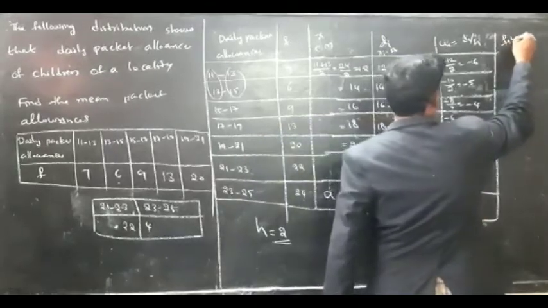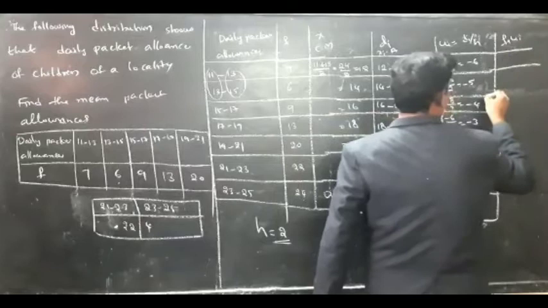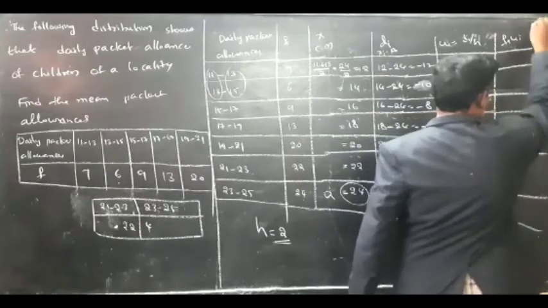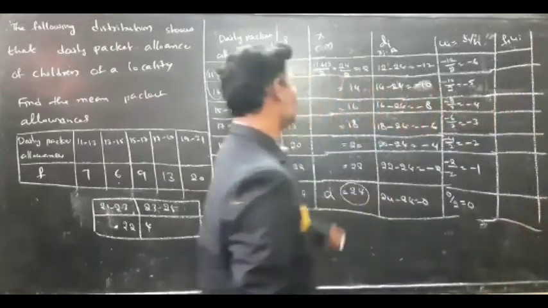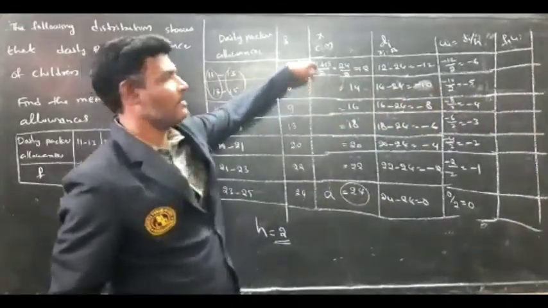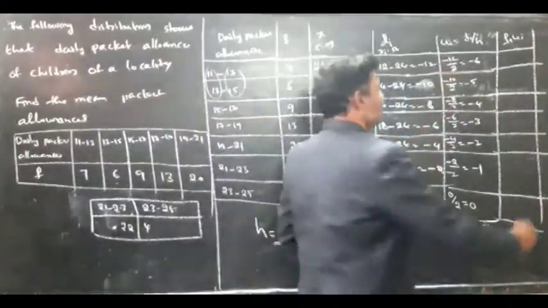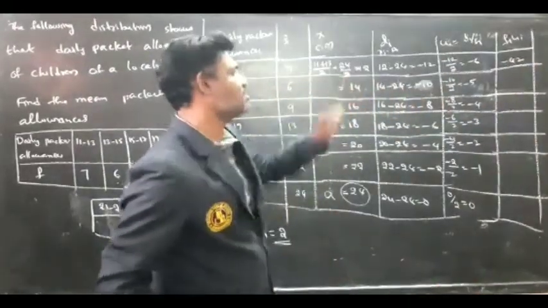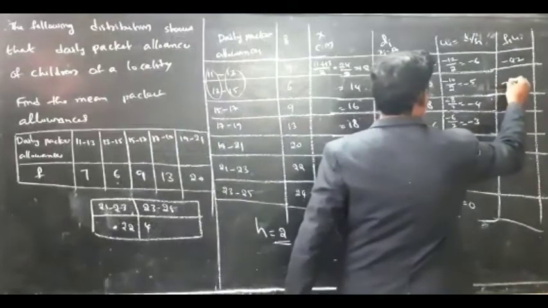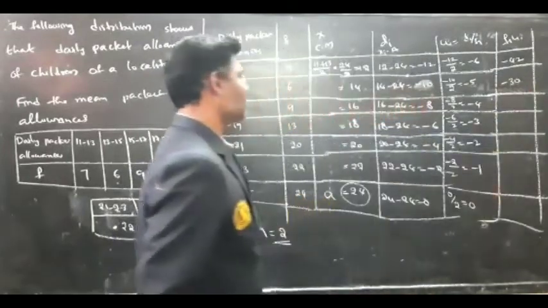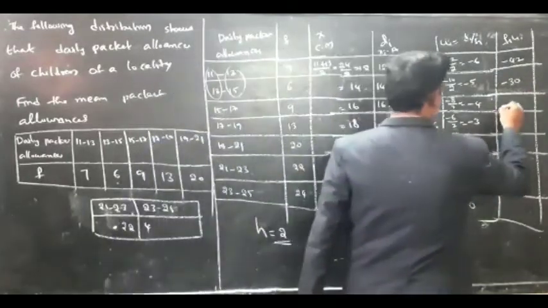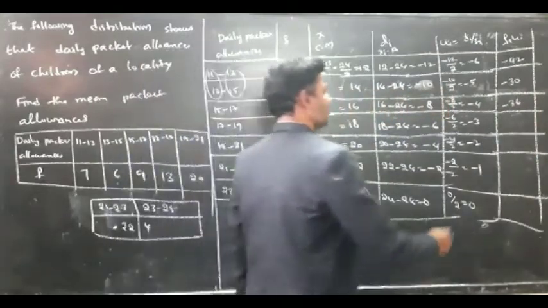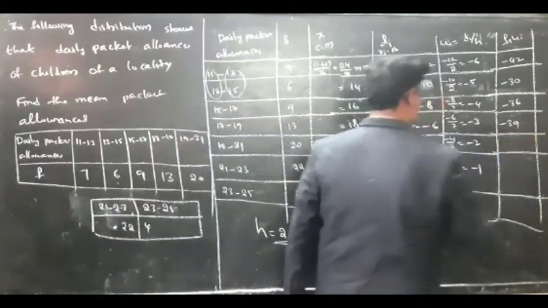Next, what do I need here? fi and ui. You have to multiply the f column and the u column values. Here, what is the frequency of this column? 7. 7 into 6, how much? Minus 42. Then 6 into minus 5, minus 30. Then 9 into minus 4, minus 36. Then 13 into minus 3 is equal to minus 39.